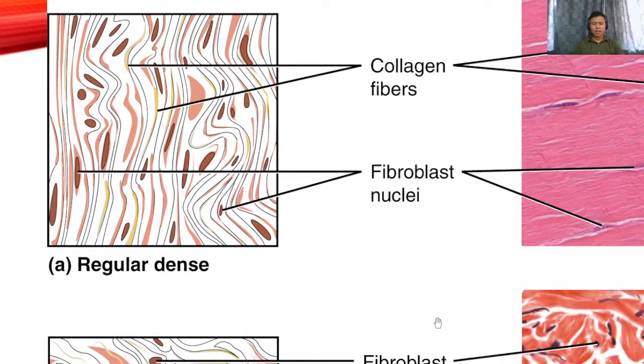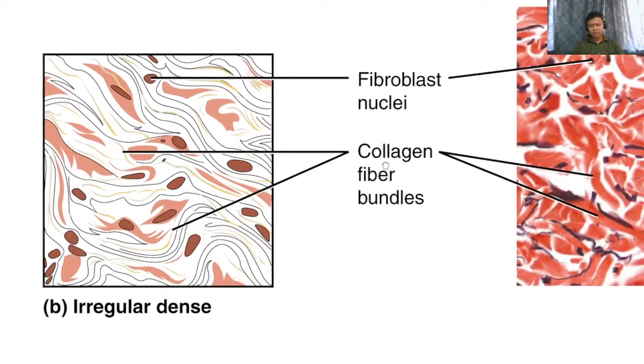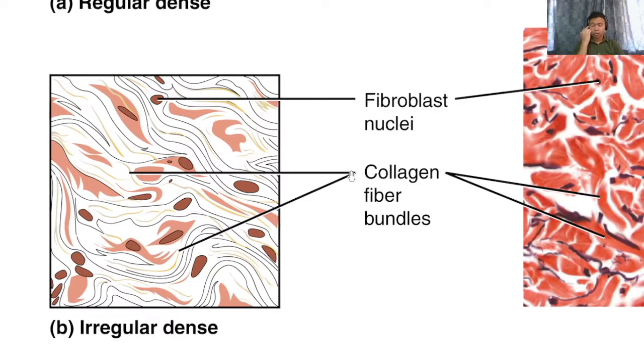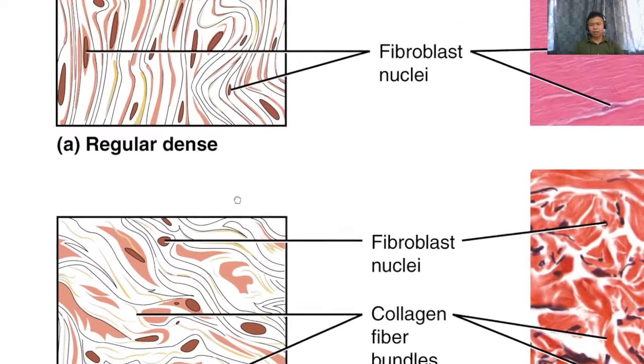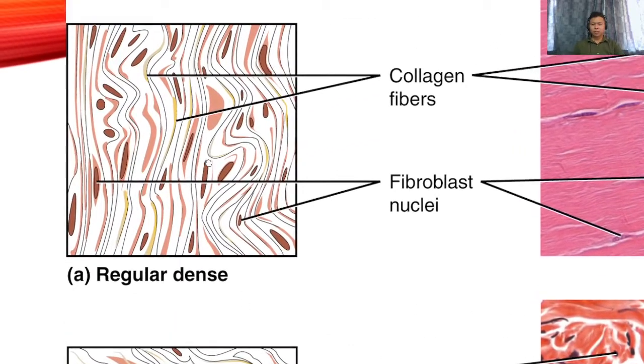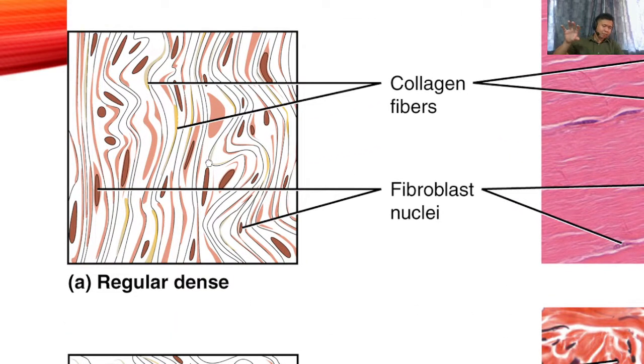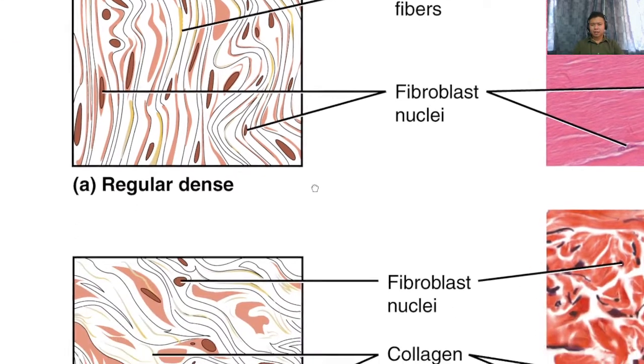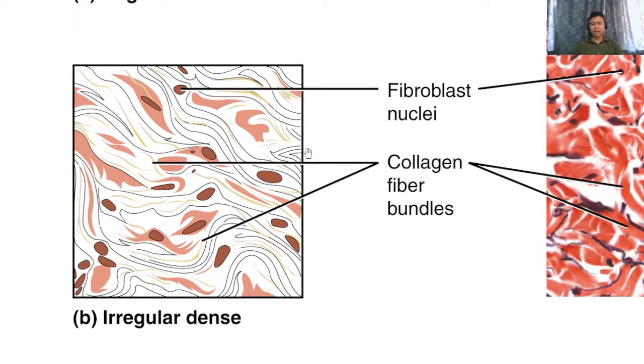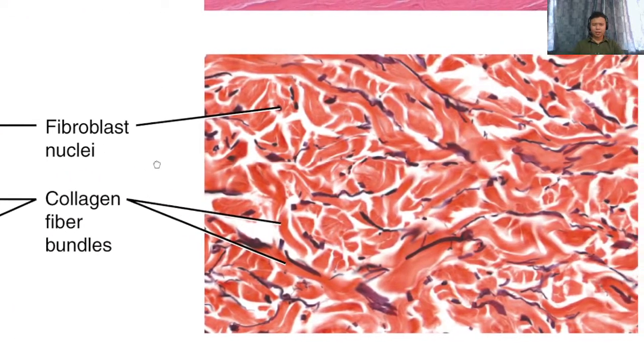In the irregular dense connective tissue, as you noticed, it doesn't usually follow a pattern. There are linings there, there are fiber bundles there, but it is arranged in an irregular fashion, unlike this one. The pattern here is quite uniform, unlike the irregular dense connective tissue. In reality, it looks like this one.